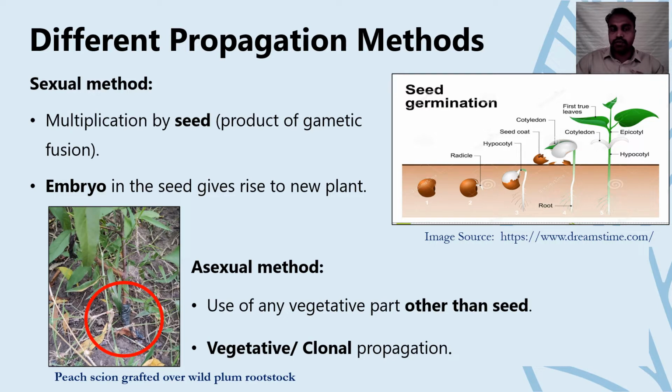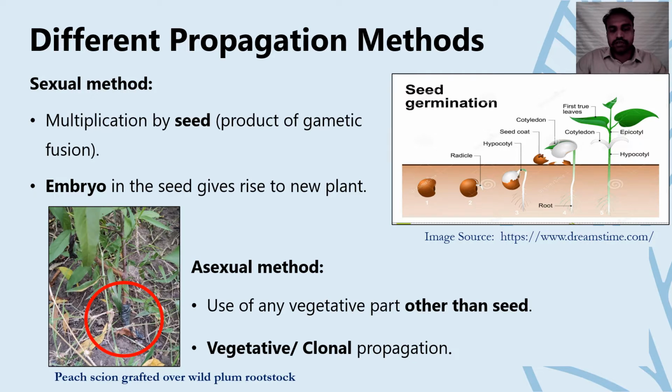And then talking about the asexual method. Here, the propagation is done by any vegetative part, just other than seed. So that's the reason it's called the asexual method. It's also called a vegetative method because here no sexual reproduction is involved. It is also called clonal propagation because the products of this propagation method are similar to the parent plant because there were no recombinations happening. So all the plants which are produced have similar qualities, which is an ideal condition for commercial cultivation of fruits or vegetables or any horticulture crop.